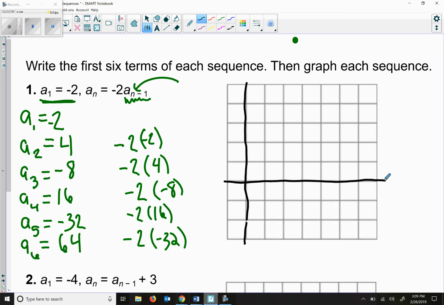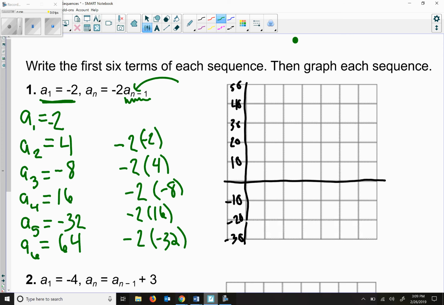And then I'm going to have my scale actually be by tens so that I can hopefully fit that 64 on there. It might be a little close, but 10, 20, 30, 40, 50, and then 60. For that 60, it's going to just have to be off. And then we've got -10, -20, -30. Okay, so let's go ahead and let's graph these points really quick.